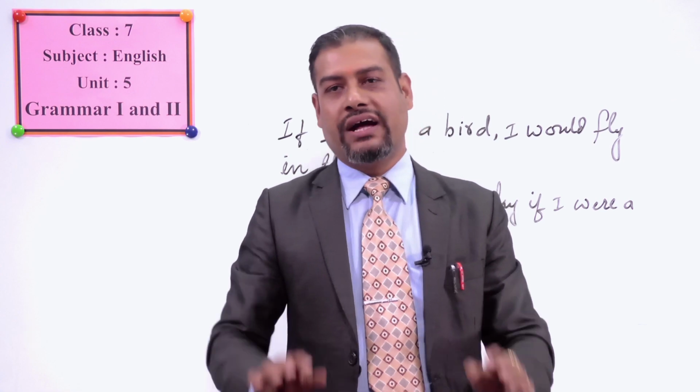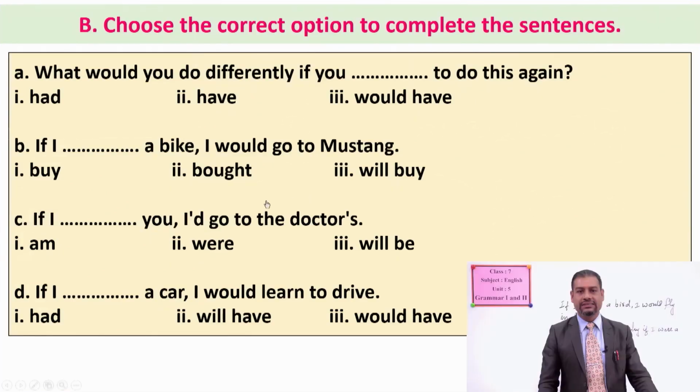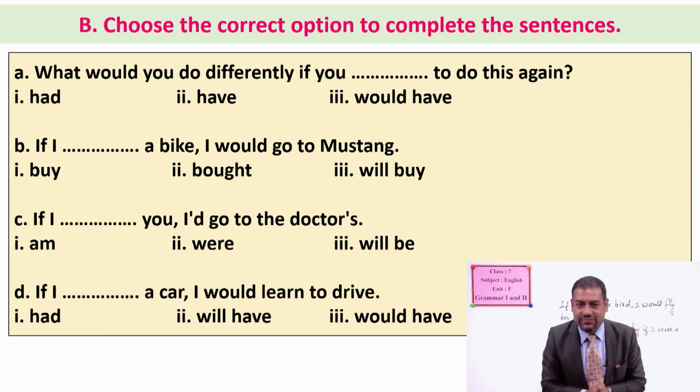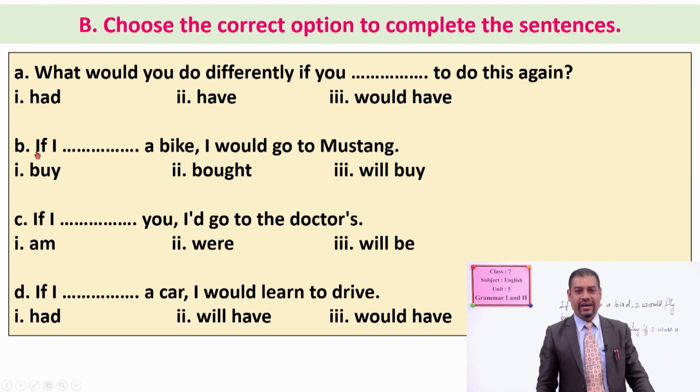If so, now I have a task for you, and that is to choose the correct option to complete the sentences. Now, what would you do differently if you now, would plus infinitive, do. So what is the correct one? If you do this again, now we need again past tense there, simple past. And which one is simple past? We have had, have, would have. Which one? Yes, had is the simple past, have is infinitive, and again we have would have here. Again, this is not. So your answer should be had. What would you do differently if you had to do this again? Now like this, number B.